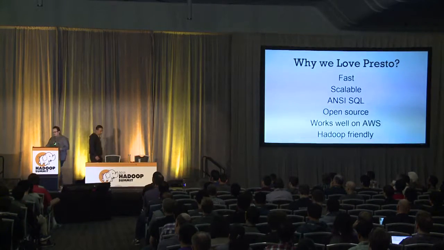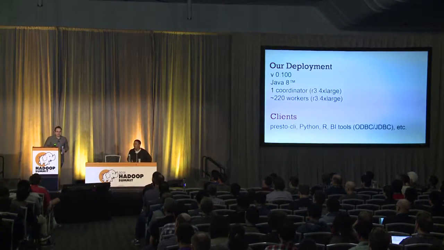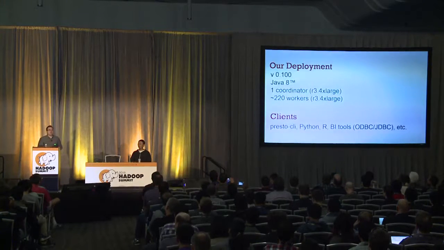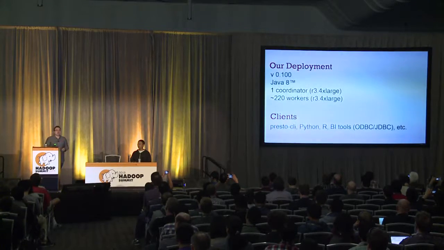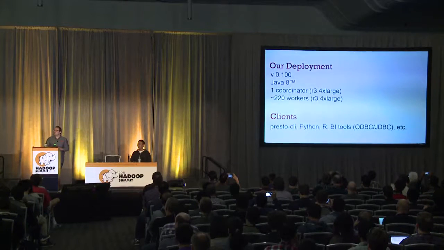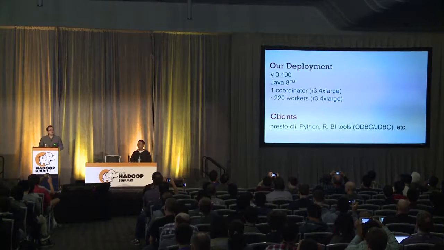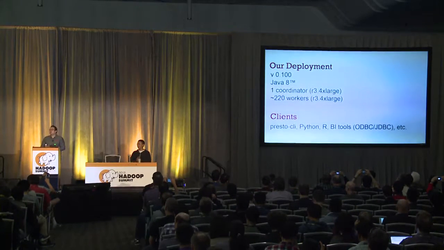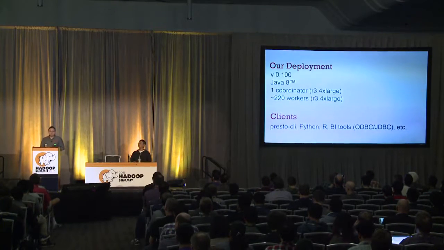Thanks, Eva. Okay, good afternoon, everyone. So I would like to first start with an overview of our production deployment. We currently have Presto version 0.100 running in production, and it's running on Java 8. We have a single coordinator in our production environment and around 220 worker machines, all of which are running on the R3 4XL EC2 instance type. This instance type is optimized for memory-intensive applications such as Presto.